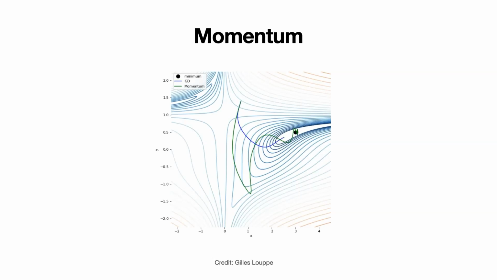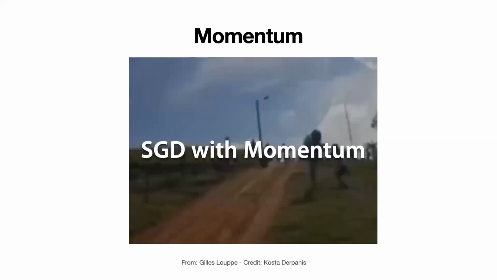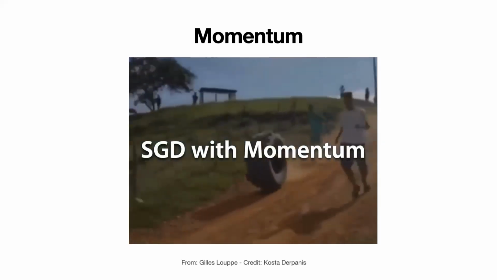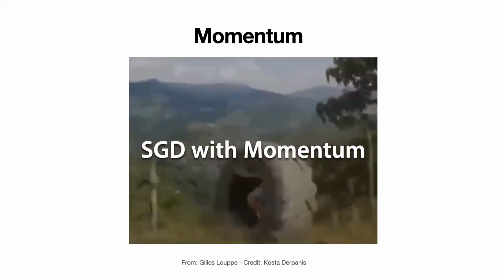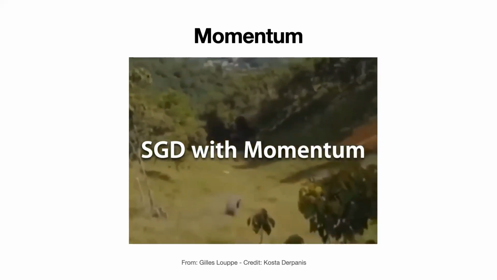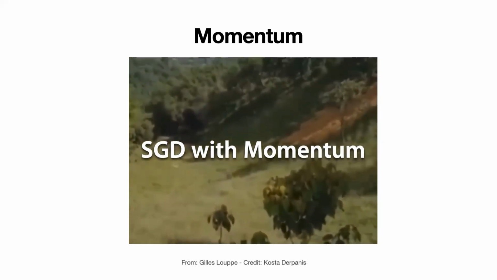And so this is the scientific version of this. There's also a non-scientific version of this. All right, so that's stochastic gradient descent with momentum.